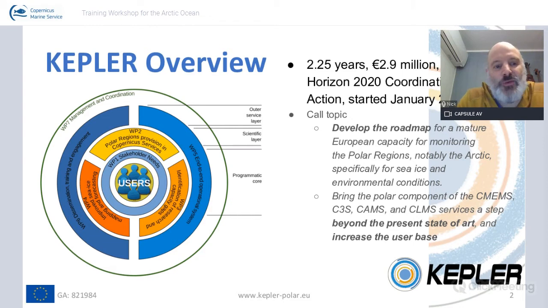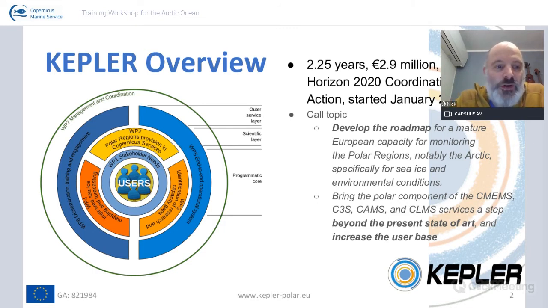So we had work package 1, which looked at the stakeholder requirements and covered a number of different sectors. We looked at the current state of the art in the Copernicus services for the polar regions in work package 2. We then identified what research and capacity gaps were currently present and what needed to be done to address those in work package 3.